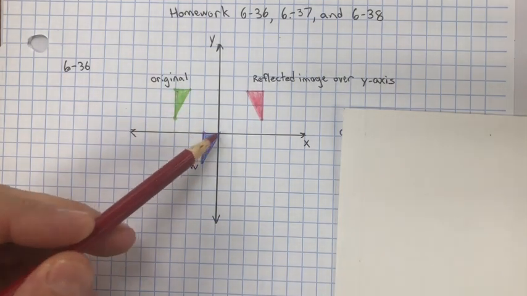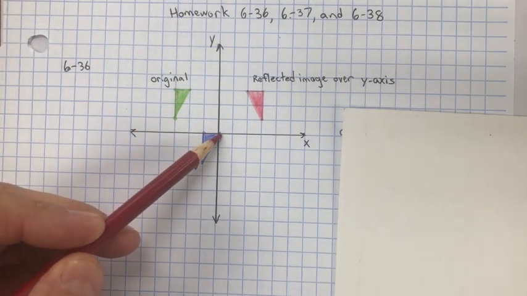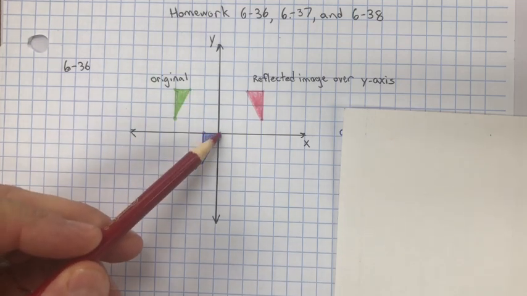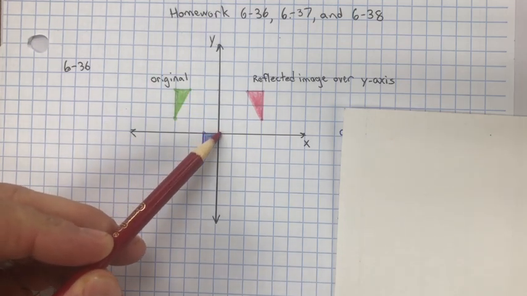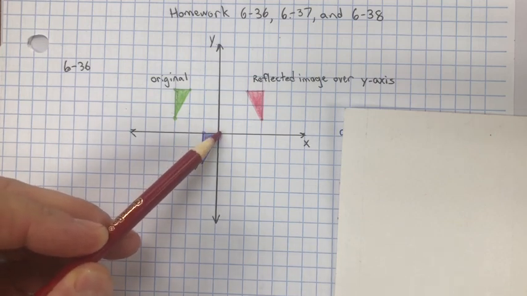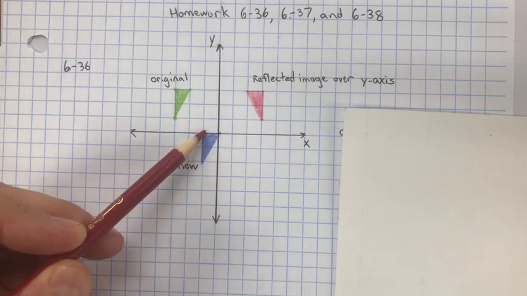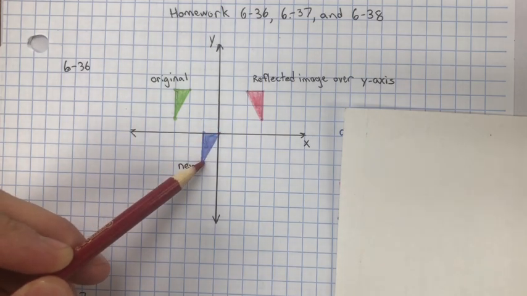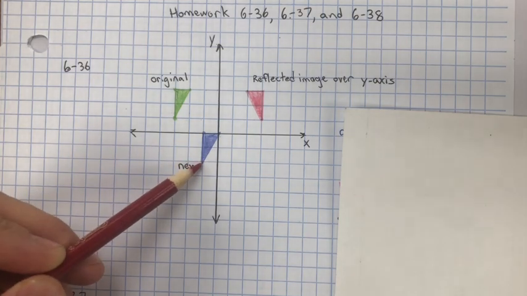So these are the vertices of the new shape, and we have 0, 0, then -1 on the x, 0 on the y, so -1, 0. And the third one would be -1 on the x and -2 on the y, so -1, -2.